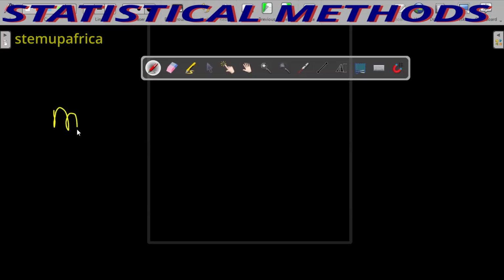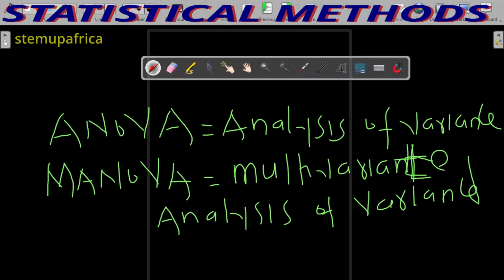Sir, please repeat it. He said it's used to test or predict the value of a dependent variable using 2 or more independent variables. That is what the multiple regression is used for. Okay?